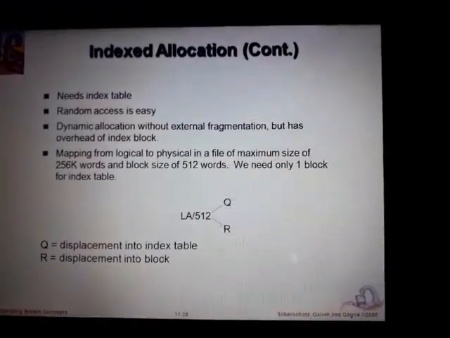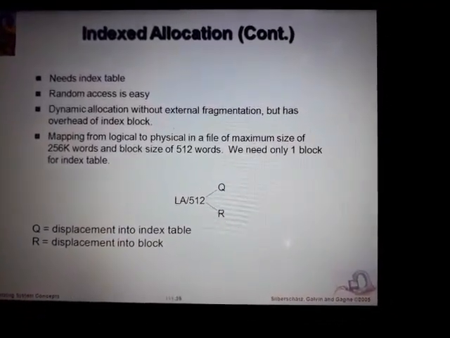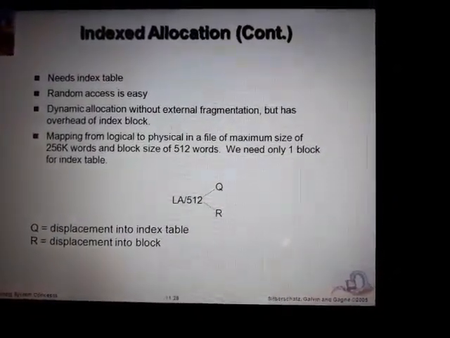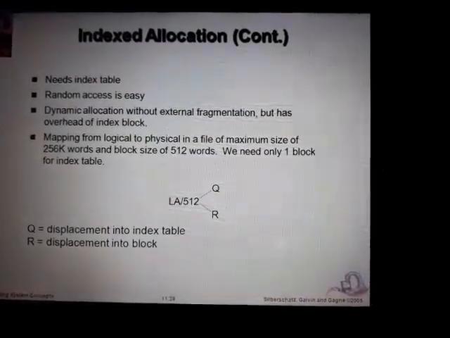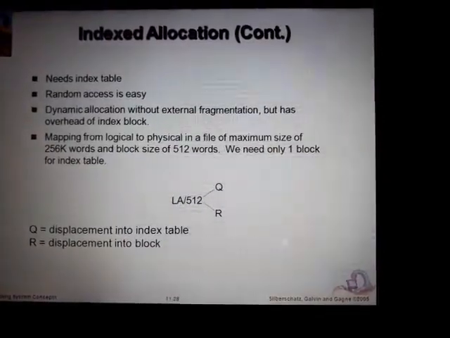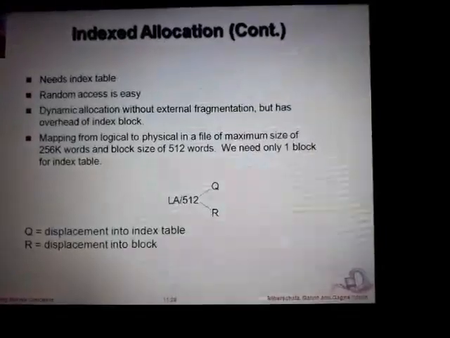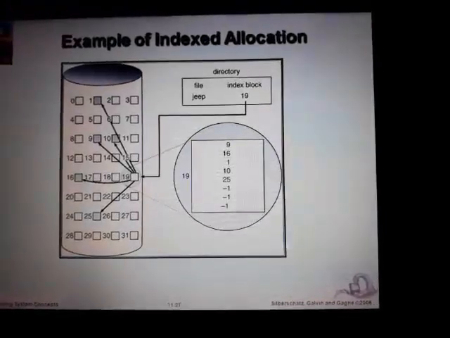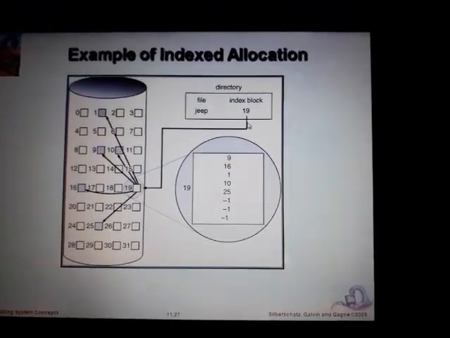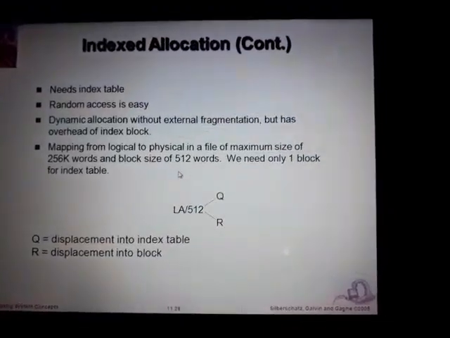So it needs an index table. Random access is easy here. Dynamic allocation without any external fragmentation but has the overhead of the index block. Mapping from logical to physical in a file of maximum size of 256 kilowords and block size of 512 words. So we need only one block for the index table. Here in this diagram only one block is required for the entire index table. So this is the index table for the index block 19. Only one block is required for any index table.